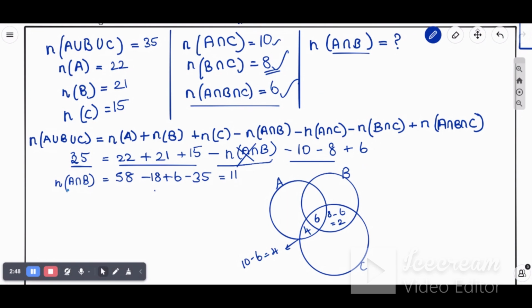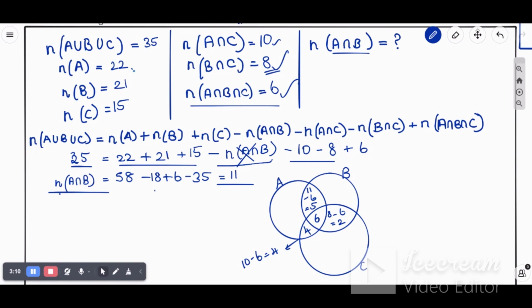We found out one thing. Then n of A intersection B is equal to 11. Where is A intersection B? This side. A and B where it's joined. So this part is 11. So you can write 11 minus 6, which is equal to 5. Okay. So now the next things we can fill up one by one.